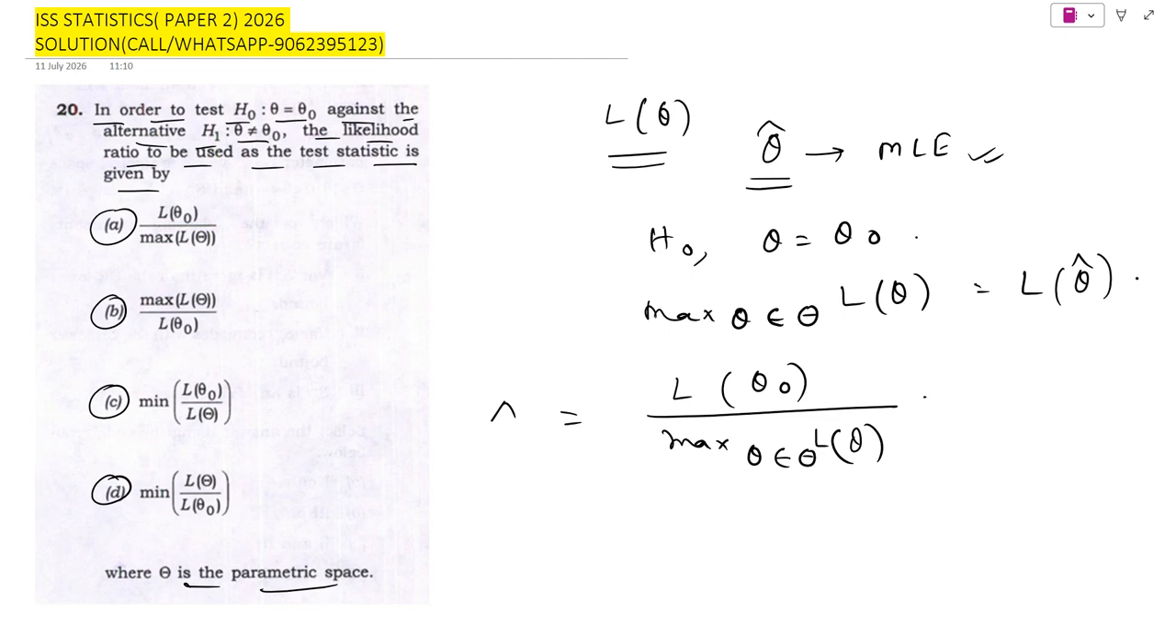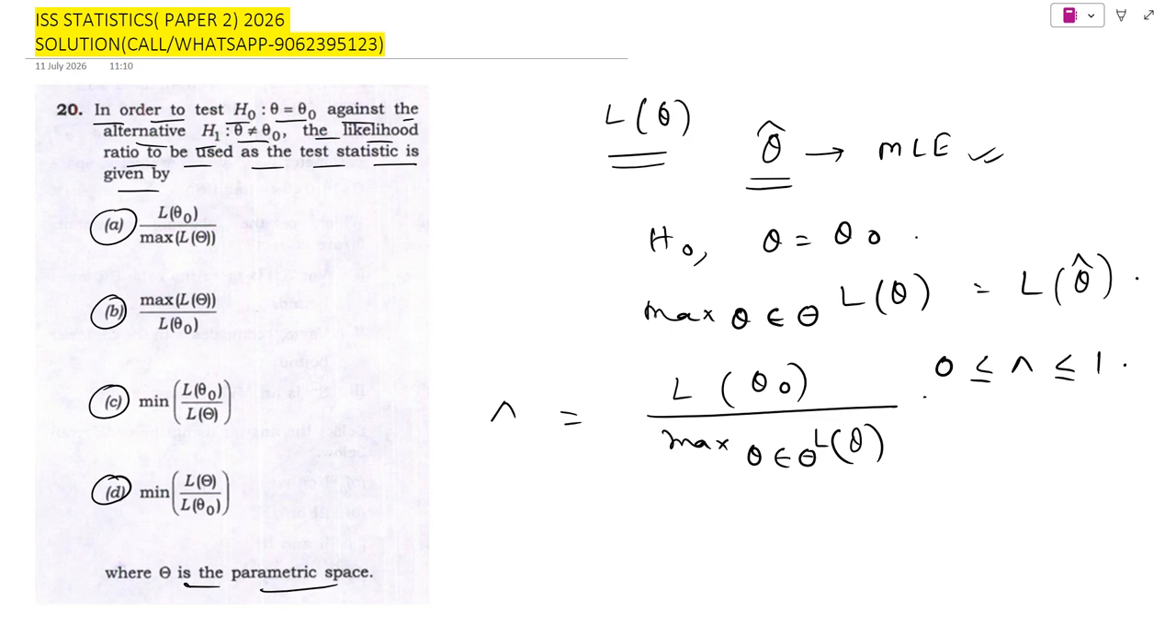Now, why do we divide by the maximum likelihood? Because the maximum likelihood is the largest value the likelihood can ever attain. So therefore, this is a very beautiful property. The likelihood ratio can never exceed 1. The numerator is the restricted model and the denominator is the best possible model, right? So restricted by best. So the ratio is always less than or equal to 1.